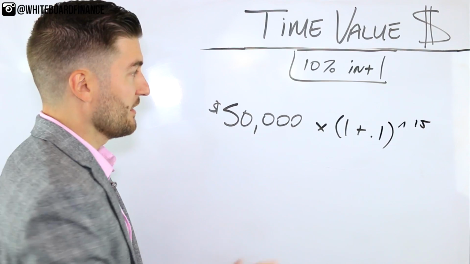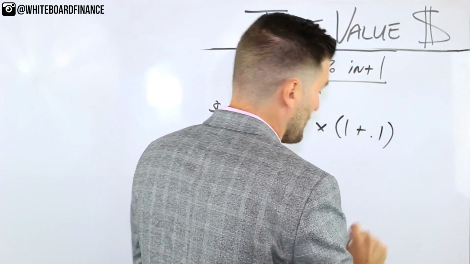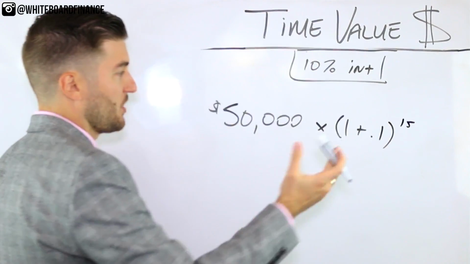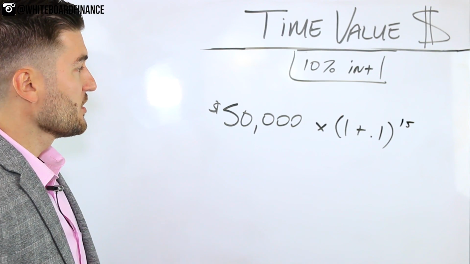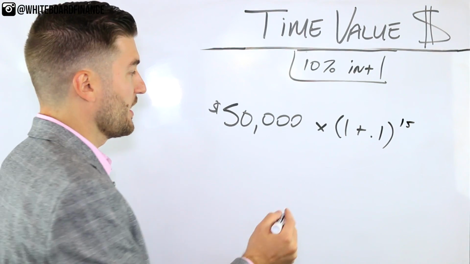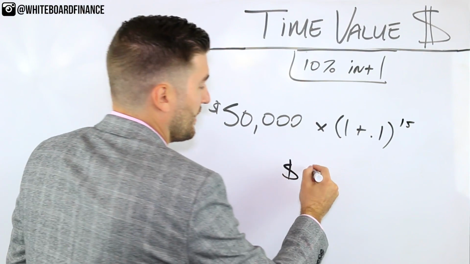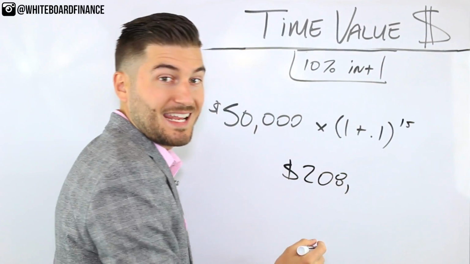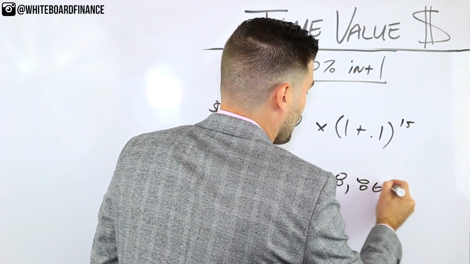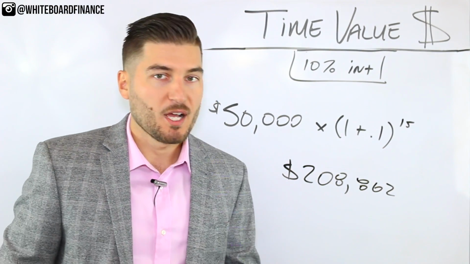Remember that this is what the investment would be worth 15 years from now if you just chose to invest it over 15 years. So do this math at home. Feel free to answer below if you want, or just do it in your head. This 50 grand, 15 years from now at 10% is worth $208,862, believe it or not. So that just shows you the power of compound interest.